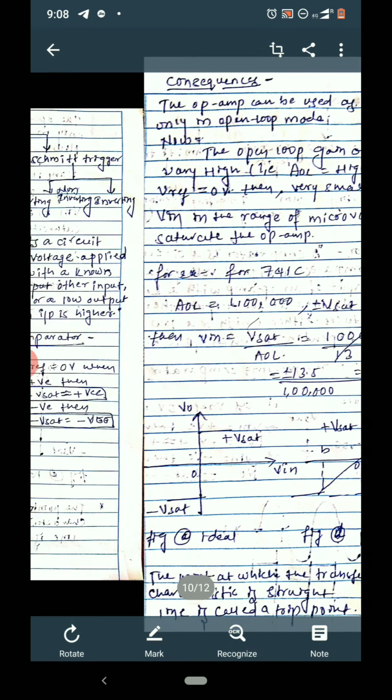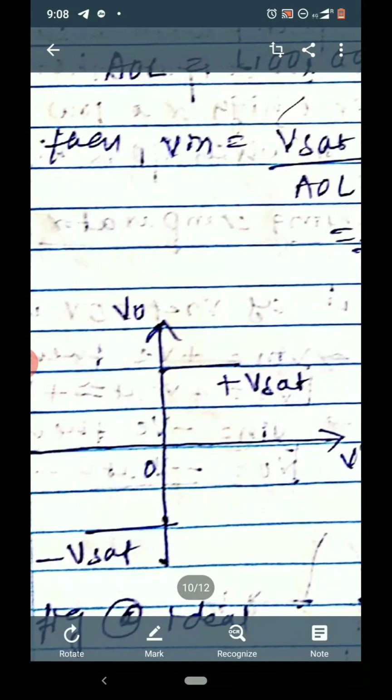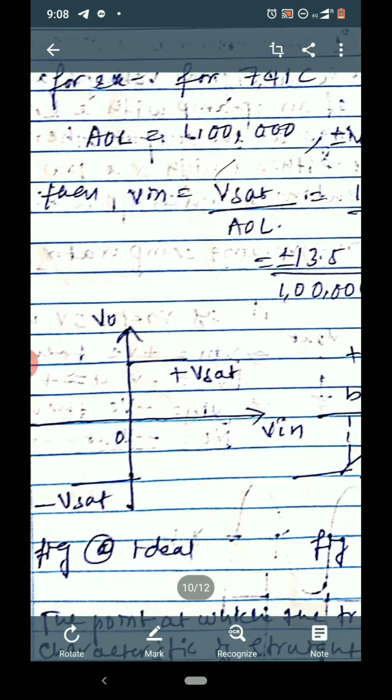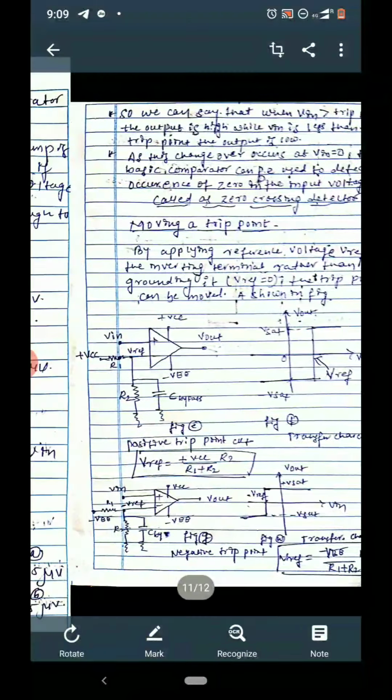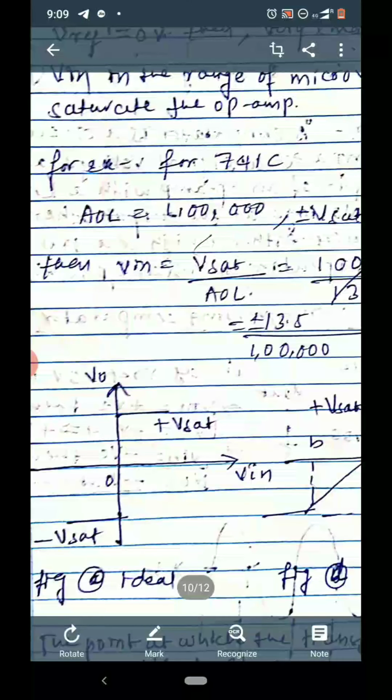Okay, so there is another diagram. You can see this is the ideal diagram, and this is the practical diagram. This second figure B is practical, figure A is ideal. So here, if you consider your V input as 0, ideally it is not plus or minus 135 microvolt.